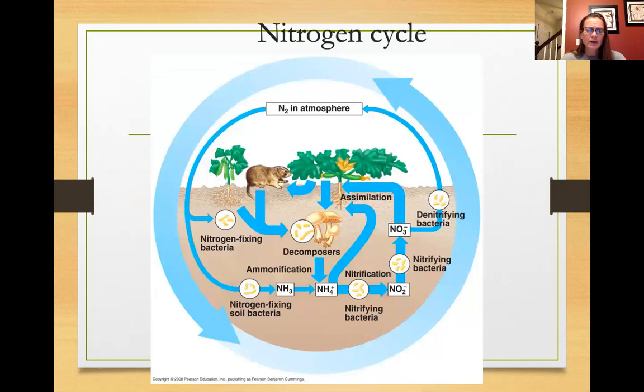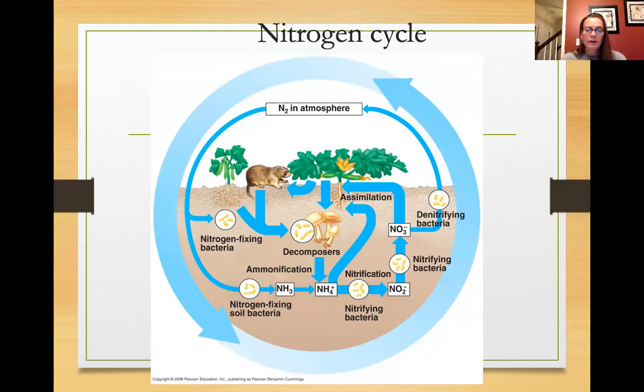So in the atmosphere, we have both N2, which is nitrogen gas. We also have nitrogen oxide compounds. So there's a process called fixation, where nitrogen fixing soil bacteria take nitrogen from the atmosphere that enters the soil through precipitation, and they transform it into NH3, which is ammonia. That then transforms into NH4+, which is the ammonium ion, and that goes through another step.